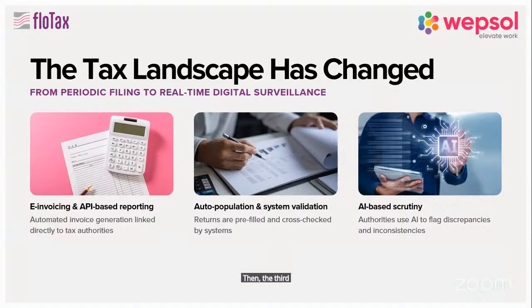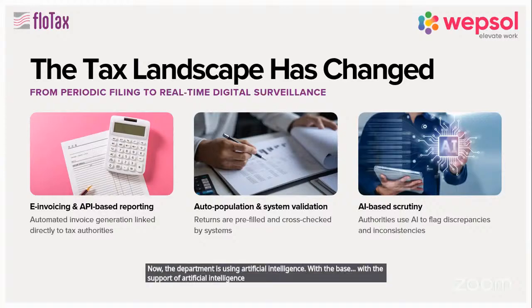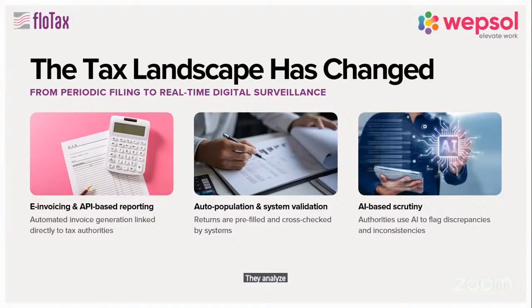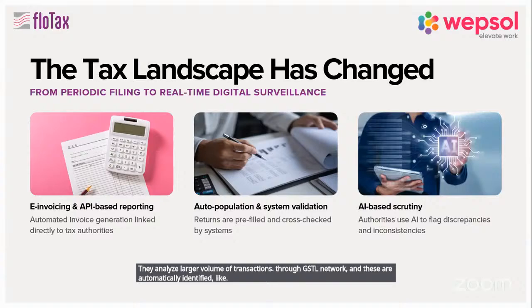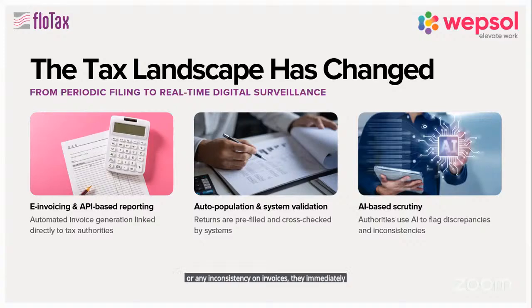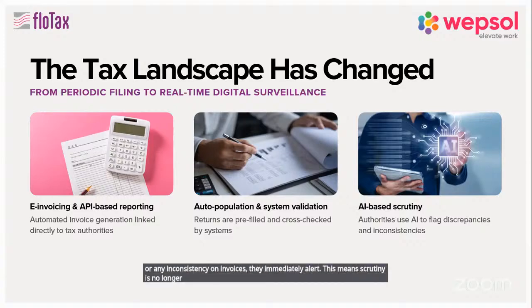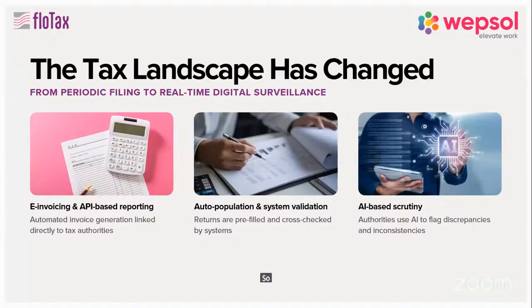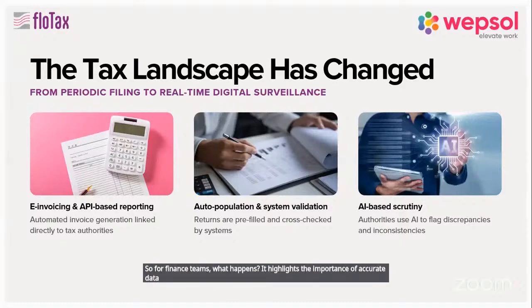Then the third part is AI-based scrutiny. What is AI-based scrutiny? Now the department is using artificial intelligence. With the support of artificial intelligence, the tax departments analyze larger volumes of transactions through the GSTN network, and these automatically identify unusual patterns or mismatches in input rates, or even abnormal tax rate usage, or any inconsistency on invoices. They immediately alert. This means scrutiny is no longer purely, I can say, manual or random. It is completely data driven and risk based. So for finance teams, what happens? It highlights the importance of accurate data, strong reconciliations and proactive compliances. Next, please.